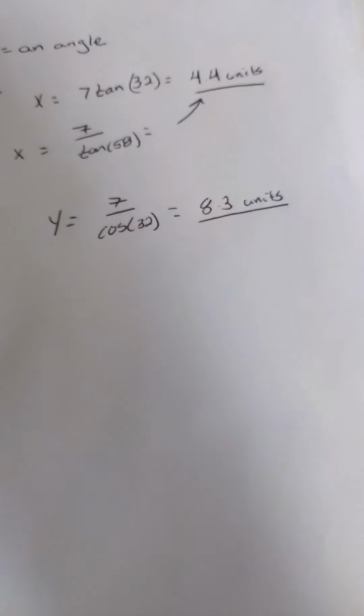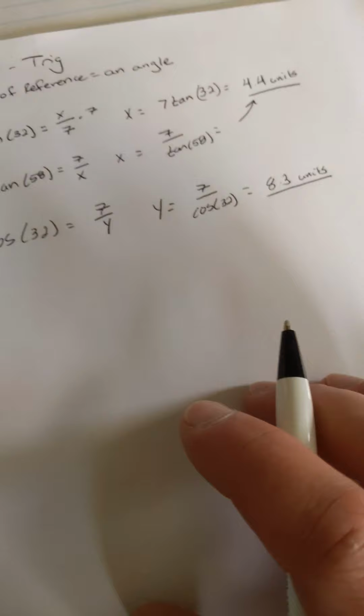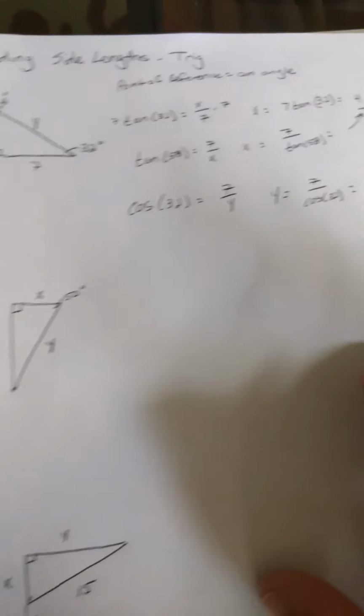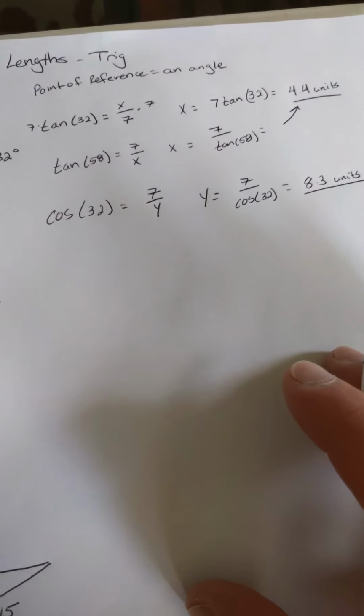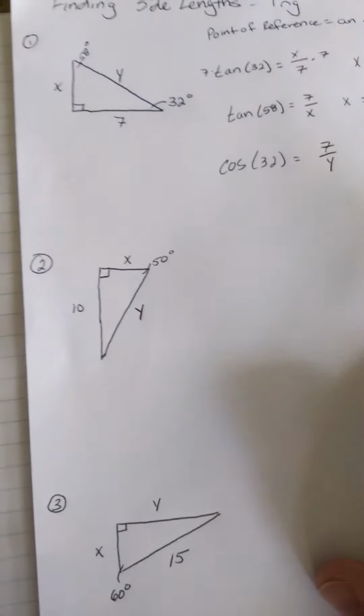Okay, 8.3 units. I'm rounding to the nearest tenth. I'm guessing it'll be nearest tenth or nearest hundredth in your textbook. Now we're kind of back to decimals. We don't necessarily use the radicals in this case because it's very, very difficult to.